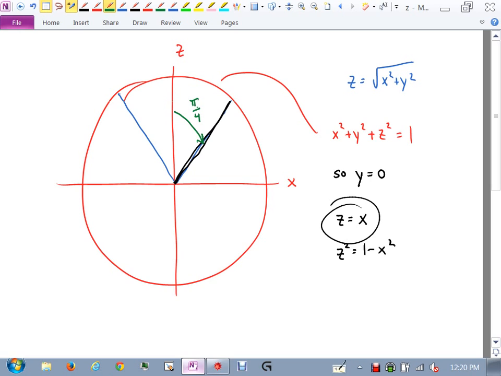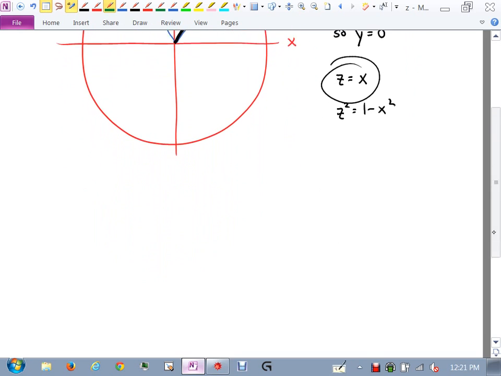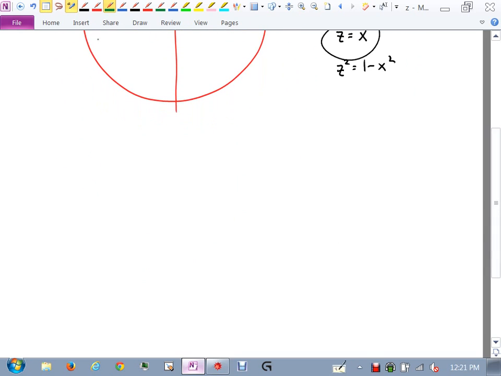So what I'll do is I'll let that u variable vary between 0 and pi over 4. I'll let my v variable, which is like the theta, spin all the way around, and that should draw that whole cap. With me? Okay, that's it. I mean, that's the setup. Now you still have to find everything else.